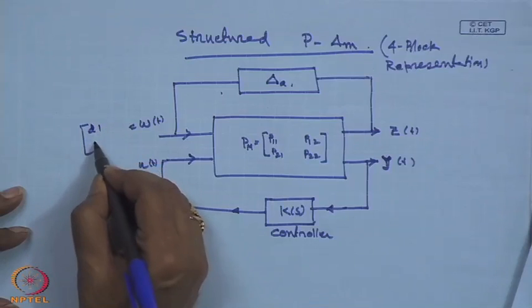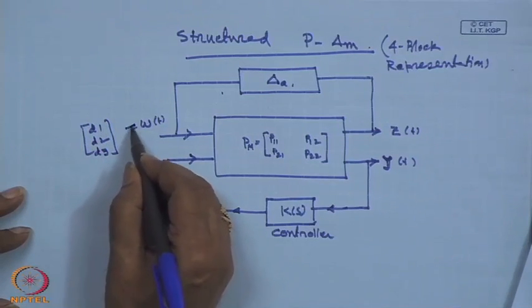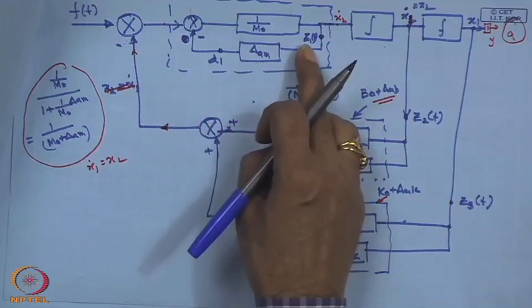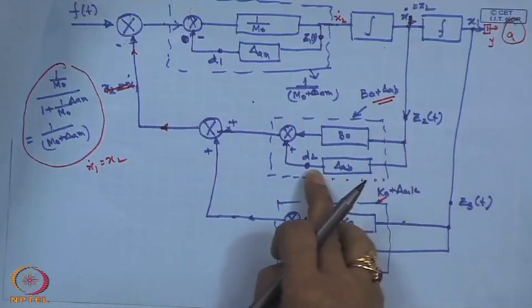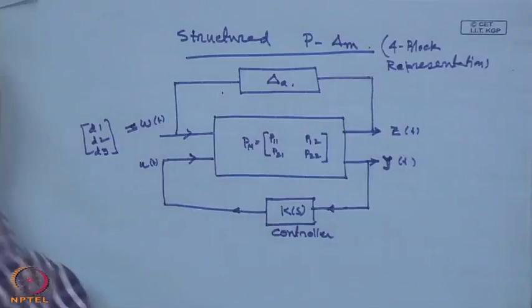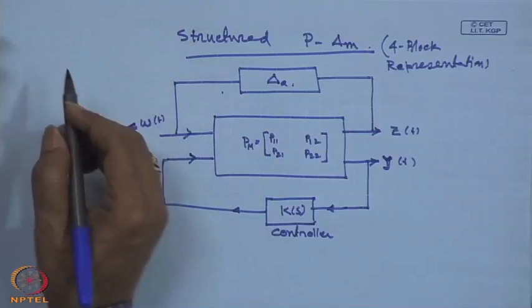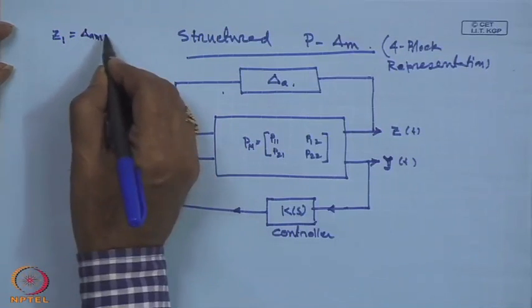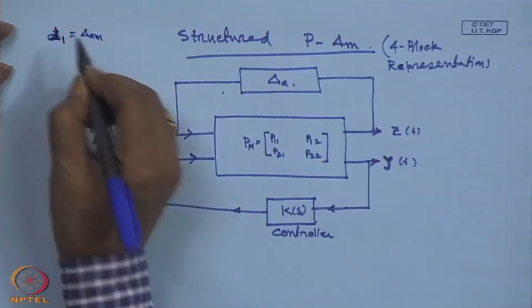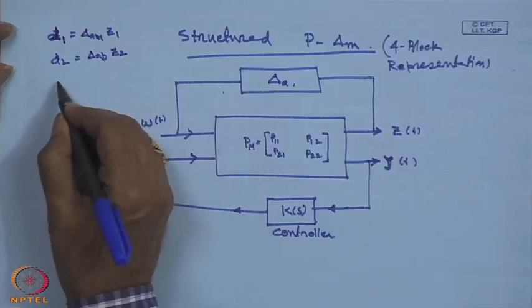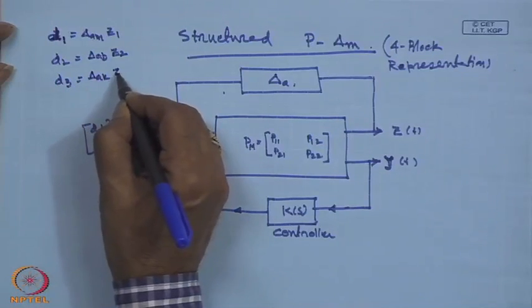What is W? In our example, D1, D2, D3 is equal to our W. How are they related? If you see this expression, Z1 into delta A M is D1, Z2 into delta A B is D2, Z3 into delta A K is D3. So for our example we can write that expression from the figure itself: D1 is equal to delta A M into Z1, D2 is equal to delta A B into Z2, D3 is equal to delta A K into Z3.